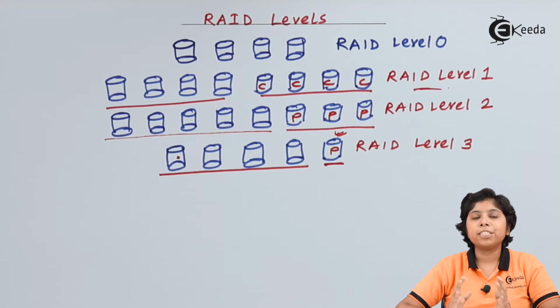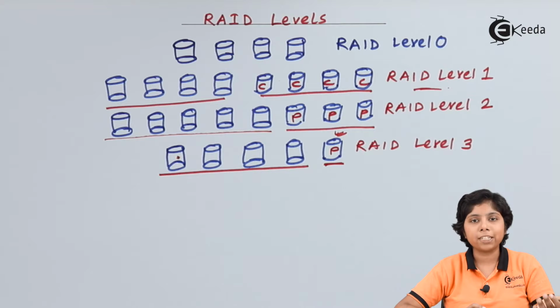RAID level 4 is a block interleaved parity organization. Like RAID level 3, which was a bit interleaved parity organization, where every parity bit in that sector was associated with the sector of the disk, now we are using striping in case of the blocks, not the bits. So block level striping is used in RAID level 4.